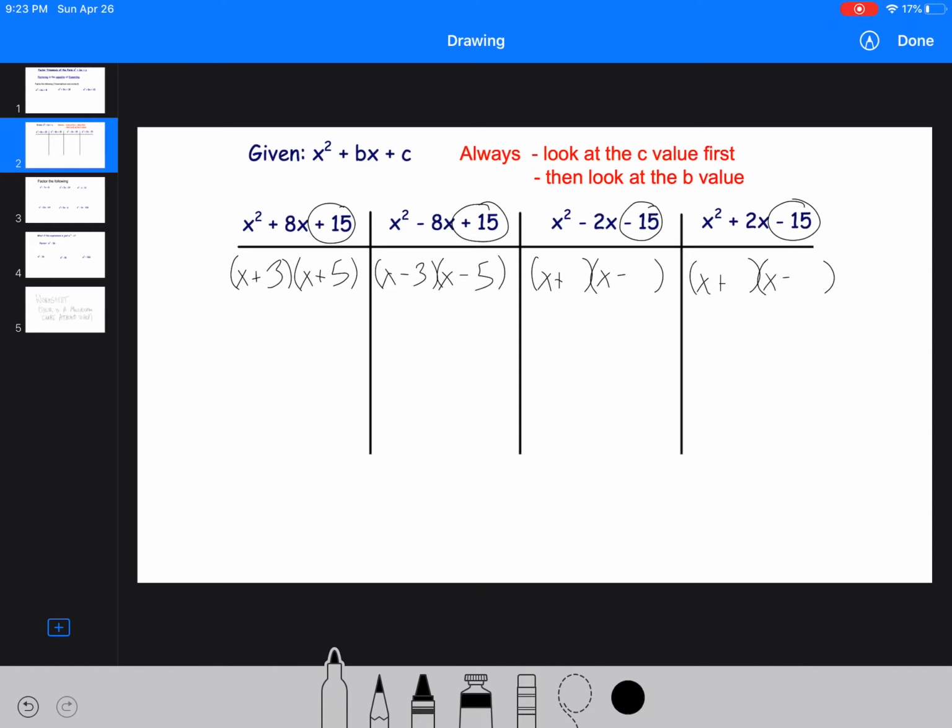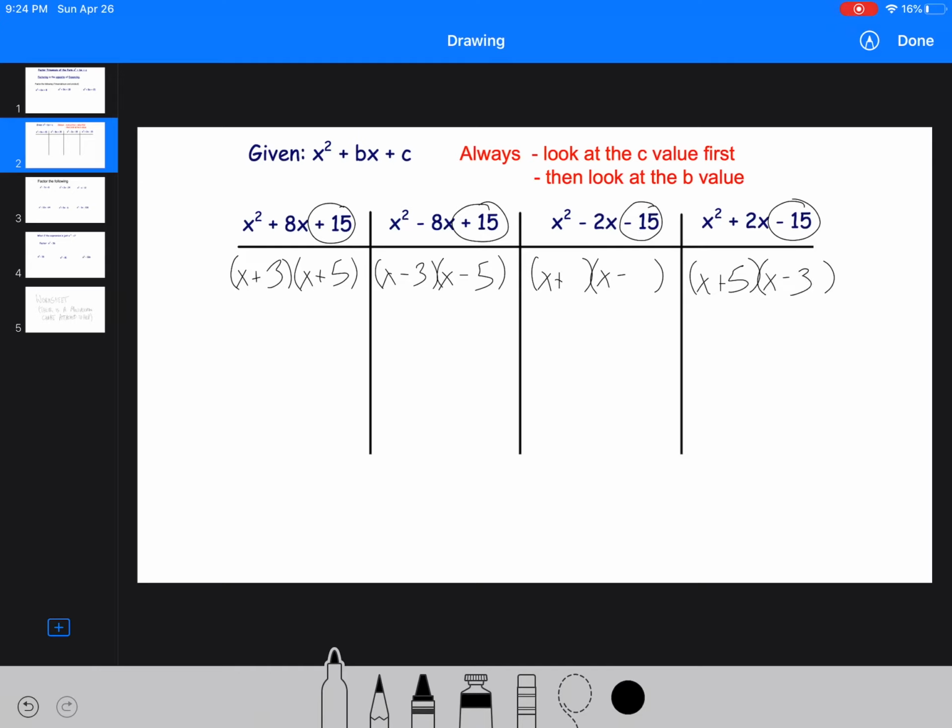This one's a little bit harder because what I need to do is say, okay, well 15 times 1 adds to 15. 15 minus 1 is 14. That's not negative 2. 1 minus 15 is negative 14. That's not negative 2. Okay, so let's go to the next set of multiples, 3 and 5. 3 times 5 is negative 15. That's good. All right, so positive 5 minus 3 is positive 2, so that doesn't work for this first one, but it works for the second one.